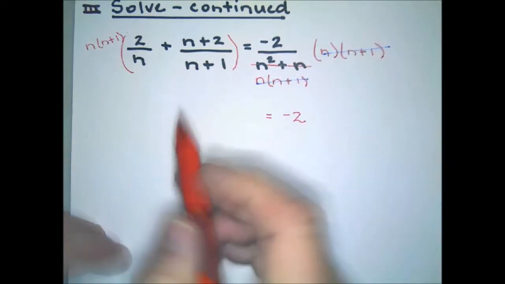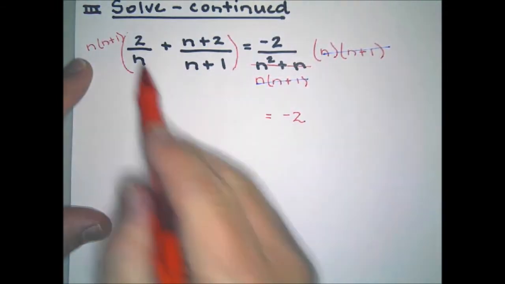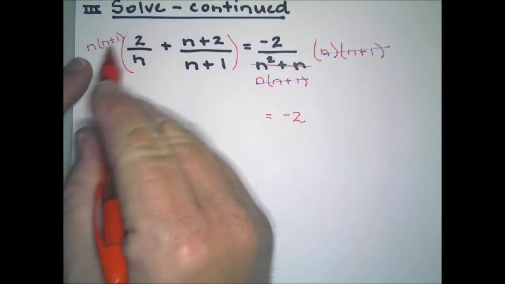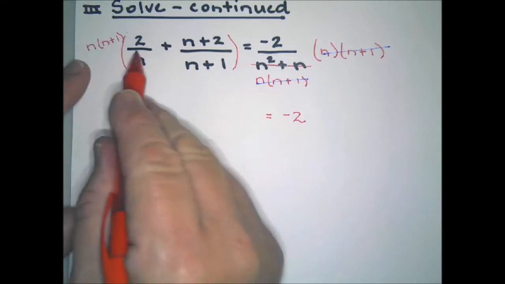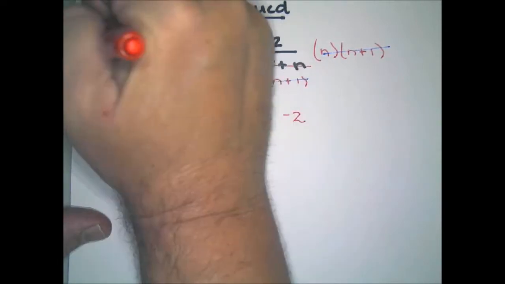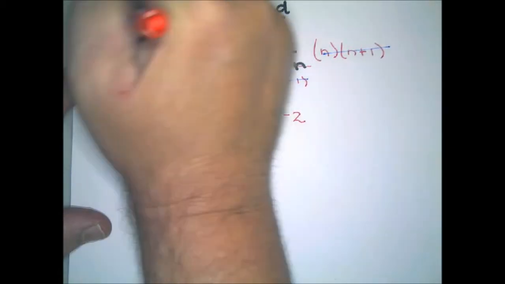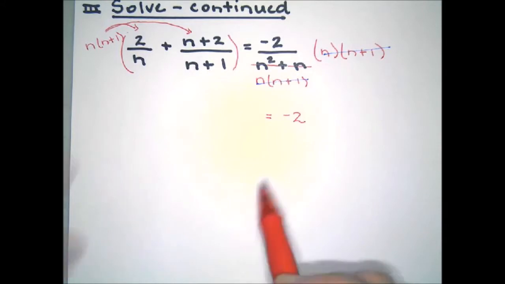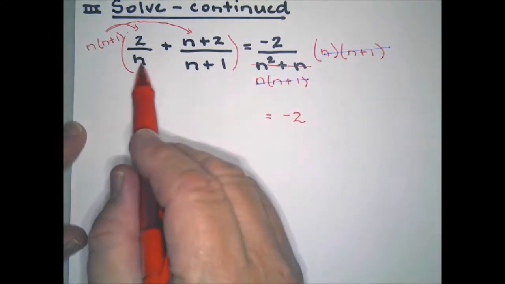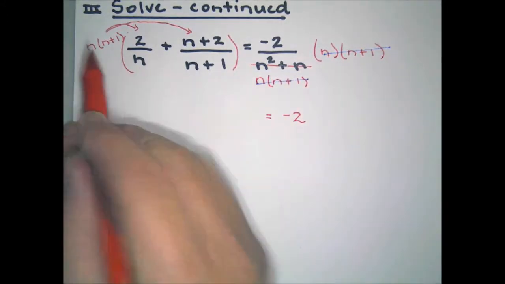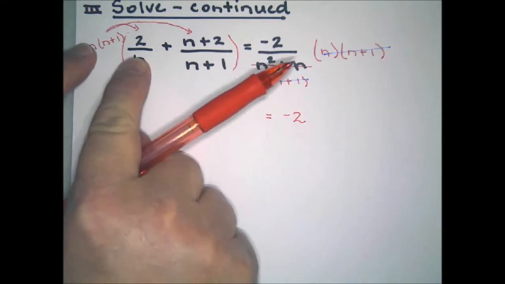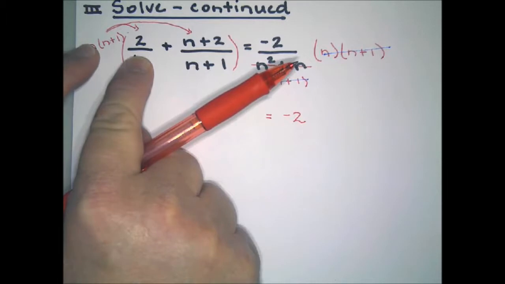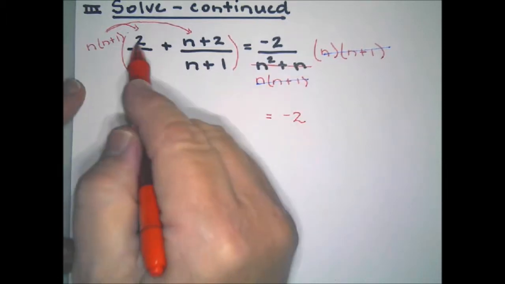Now the left-hand side is going to be a little bit different. Remember, I'm distributing n times n plus 1 to both of these terms. Now something nice is going to happen. Each term is going to lose its denominator. But on the first term, it's the n's that cancel each other, and you're left with n plus 1 times 2. So that's 2n plus 2.